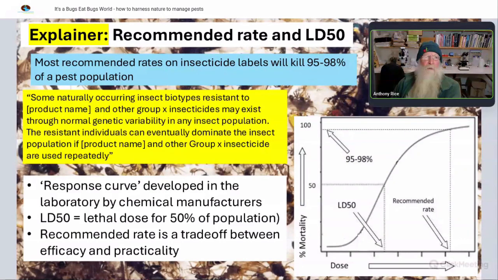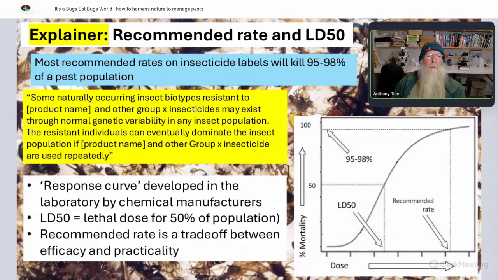So before we go to the next one, I think it's number 5, I just thought I would try and explain things like the recommended rate and LD50 for people who are not familiar with these concepts. Most recommended rates on chemical insecticide containers, which you'll find printed on the label, which is a legally binding document, will say the recommended rates are there, and they will kill 95 to 98% of a pest population. And you think, well, why wouldn't you just put a bit more on and get up to 100%? Well, it's not that simple, and I'll tell you why. We call that the moron principle. You put more on, but it doesn't work.